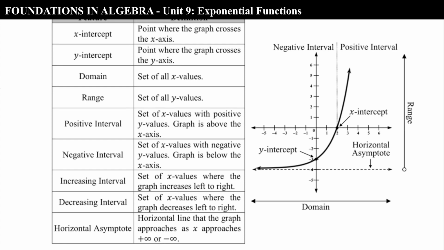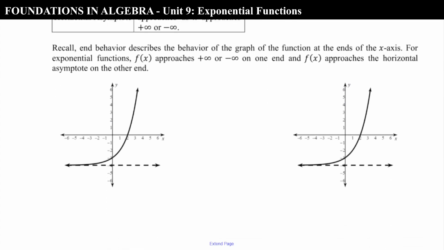And that actually brings us to our end behavior, because end behavior describes what's happening as x approaches positive or negative infinity. Okay, so this should actually say as x approaches positive or negative infinity, f of x approaches positive or negative infinity on one end, and it approaches the horizontal asymptote on the other end. So let's take a look at this example, okay?